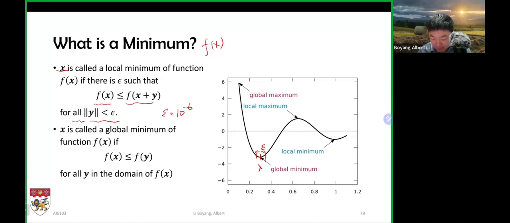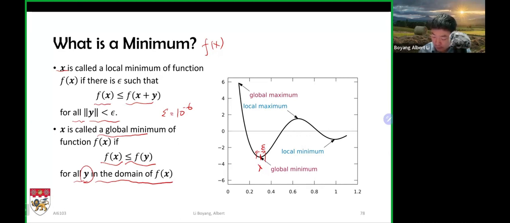We'll look at the global minimum. The global minimum is really across the entire domain of the function, right? So for all y in the domain of this particular function, the f(x) value has to be less than or equal to the function value f(y). So this is truly the global minimum. It has to be really the smallest value in the entire domain of f(x).